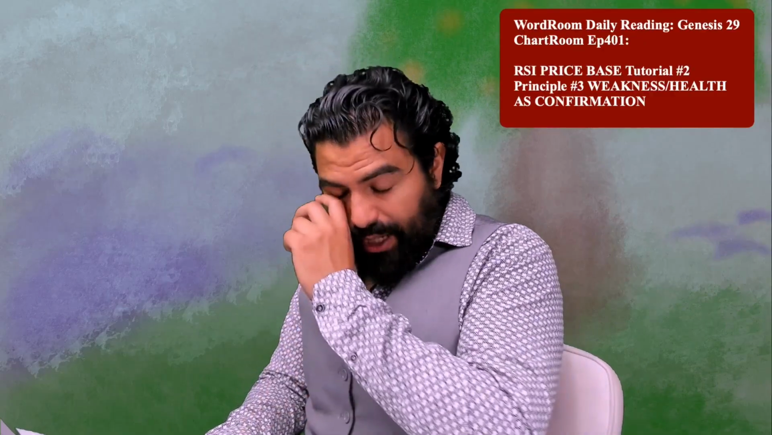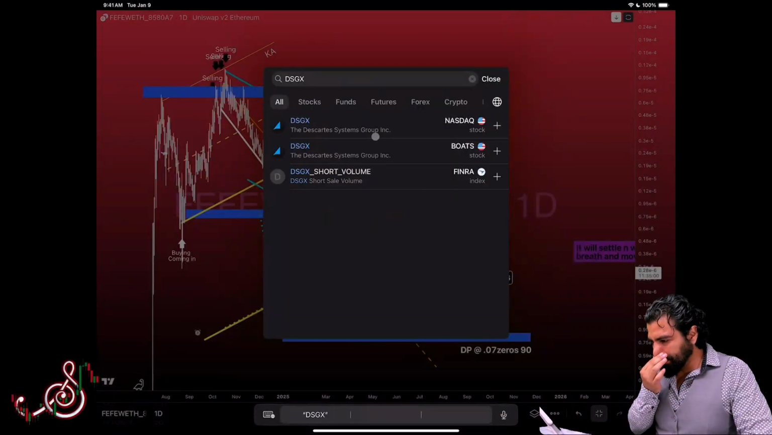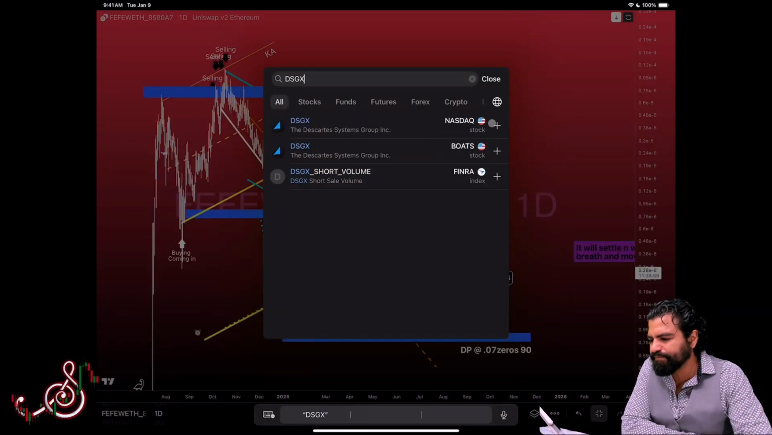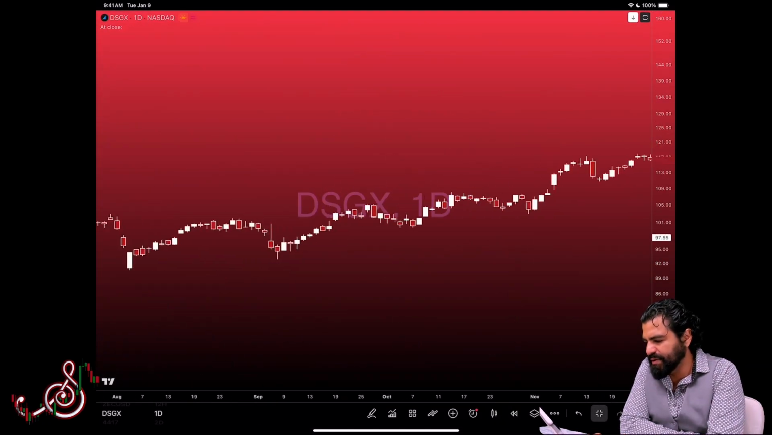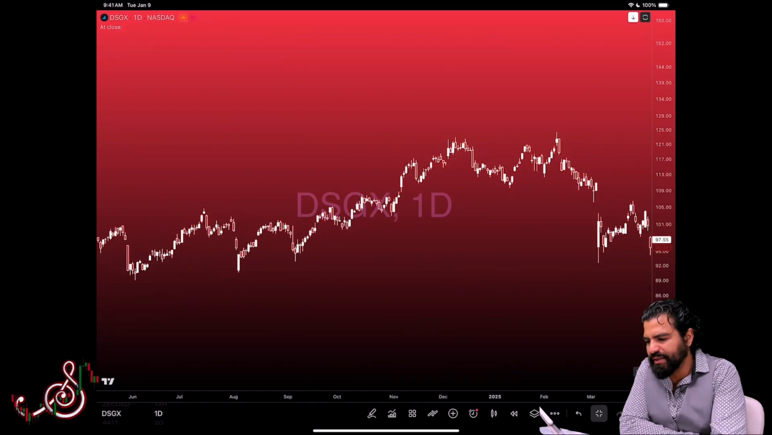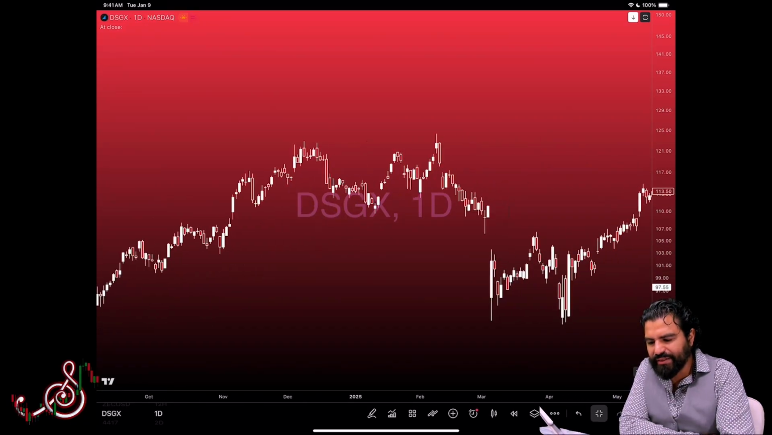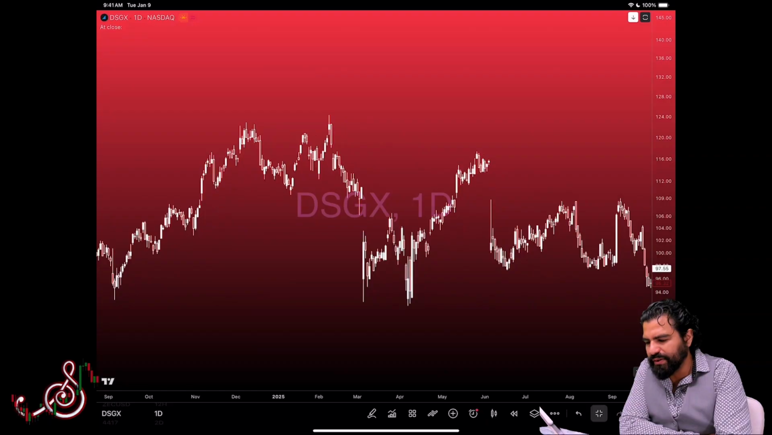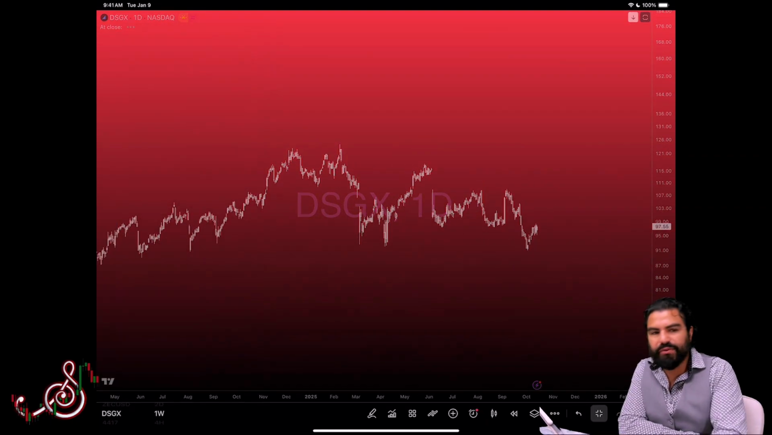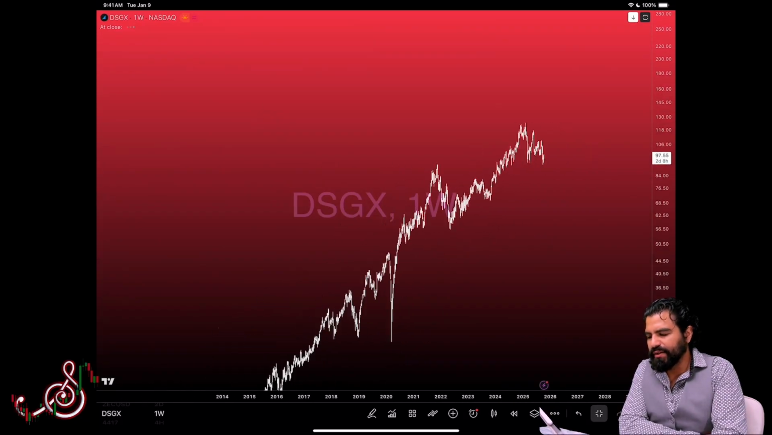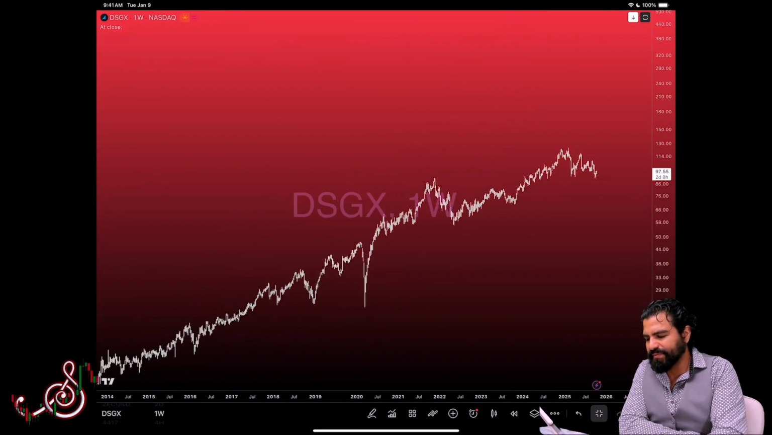We are talking about principle number 3 of RSI price base, and that's to confirm with weakness and health. This is from the Disquera Systems Group, DSGX, NASDAQ. Here's a look at the daily chart. Candles all over the place, but not as mechanical. A lot of gaps trading. We're going to use this to our advantage. We're going to go to a higher time frame, smooth out things, and go from here. It looks a lot like the S&P 500.